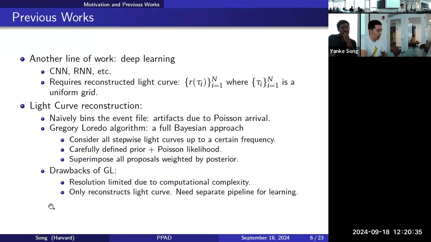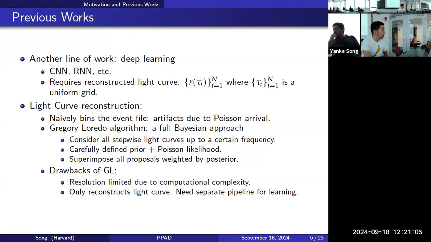Like I said, the first drawback of GL is that its resolution is limited due to computational complexity. And the second drawback, which is not necessarily the GL algorithm, but the whole pipeline, is that if you use the GL algorithm to reconstruct the light curve first, and then use the reconstructed light curve to do some deep learning approach, it's kind of disjoint. It's not learned end to end. So that's the second drawback.